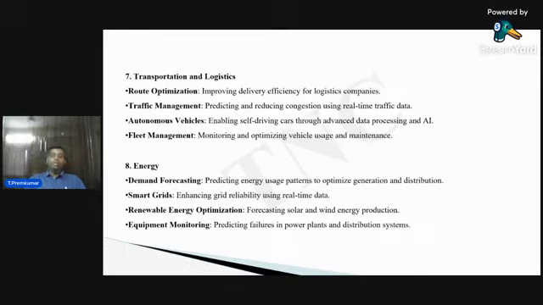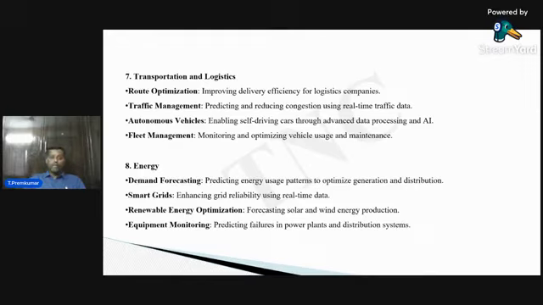And in the case of autonomous vehicles, here we're going to use advanced data processing methods and AI concepts for self-driving cars, through these autonomous vehicle concepts by using data science. And in the case of fleet management, we use it for the Air Force as well as passenger flights. It keeps monitoring and optimizing vehicle usage as well as maintenance. This is discussed under fleet management.